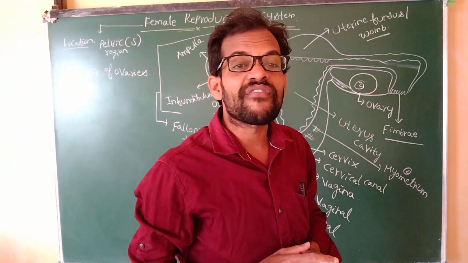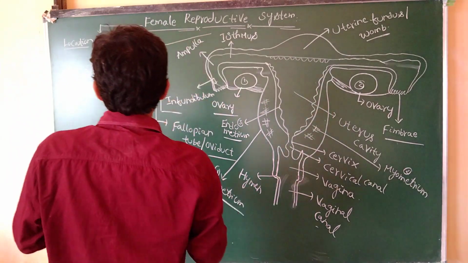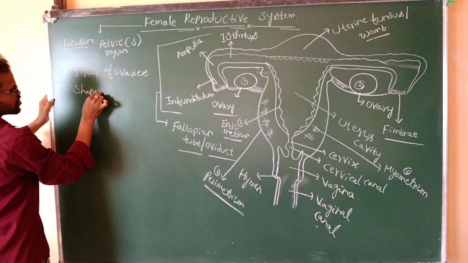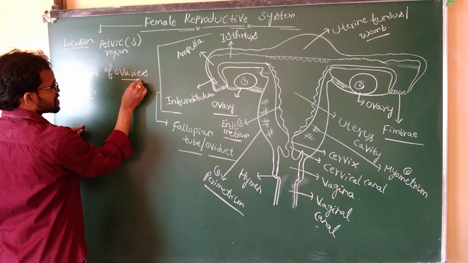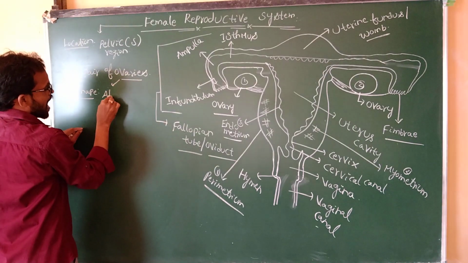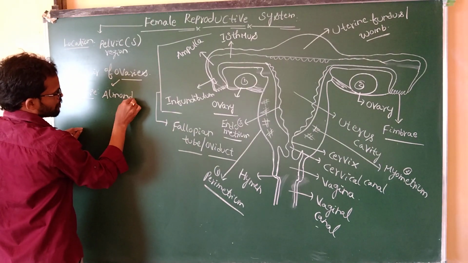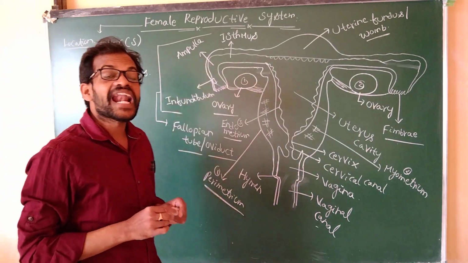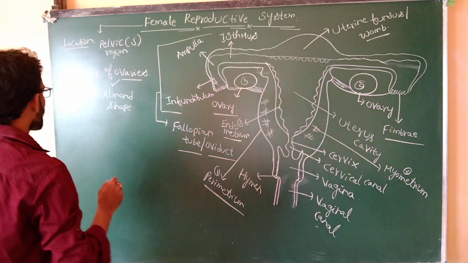What is the shape of the ovaries? Almond shape. What is the shape of the ovaries? Almond shape.